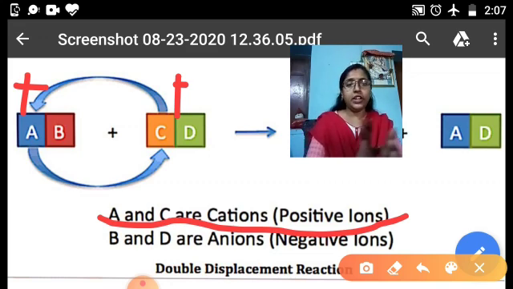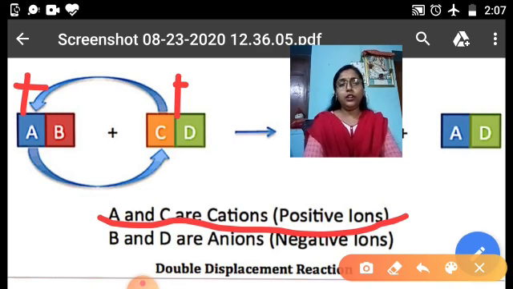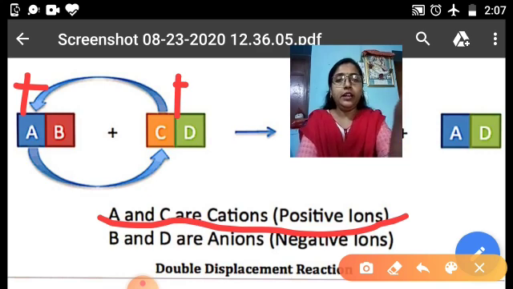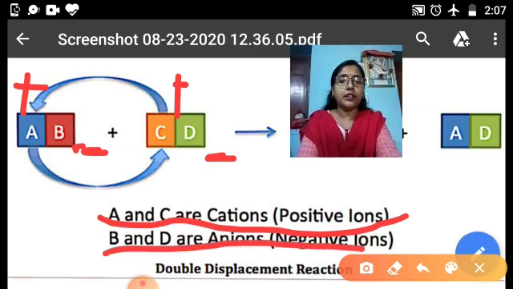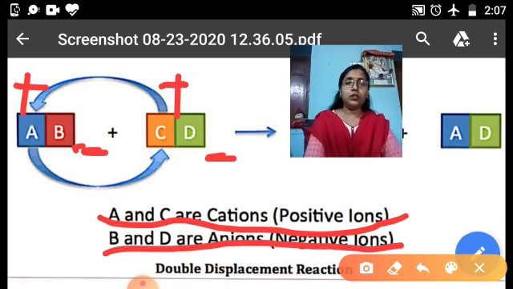So remember, when a compound is formed, there will always be either a metal and a non-metal, or two non-metals. In that case, one will be the positive ion and another will be the negative ion. In this way a new compound is formed. A and C here are called cations because A and C are present in different compounds and both are positive ions, whereas B and D are the negative ions. So they are called anions. In a compound, always positive and negative will form a compound. In this way compounds are formed.